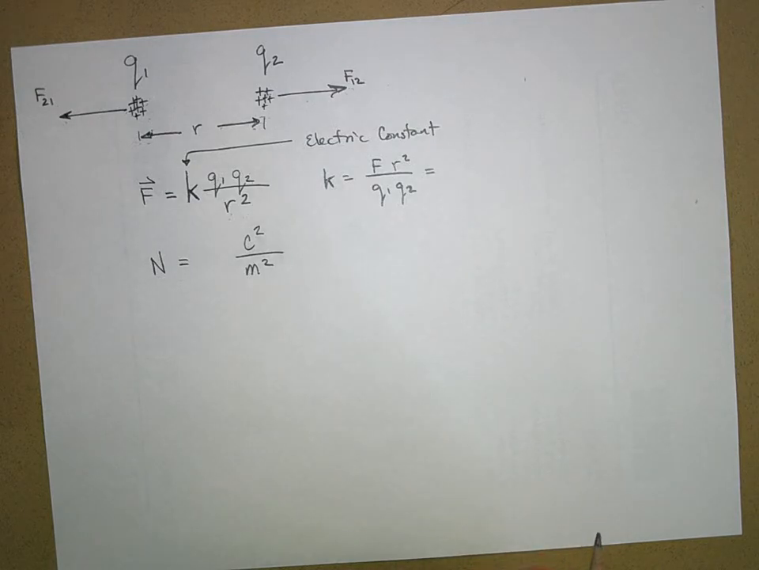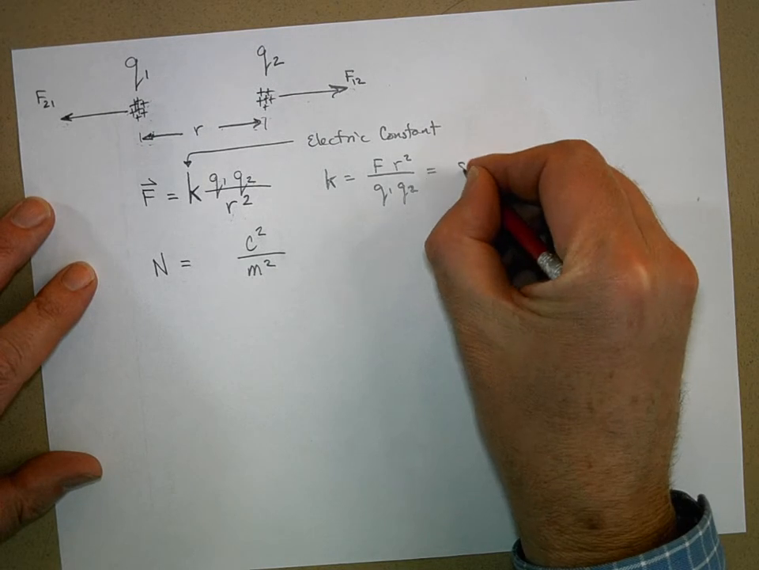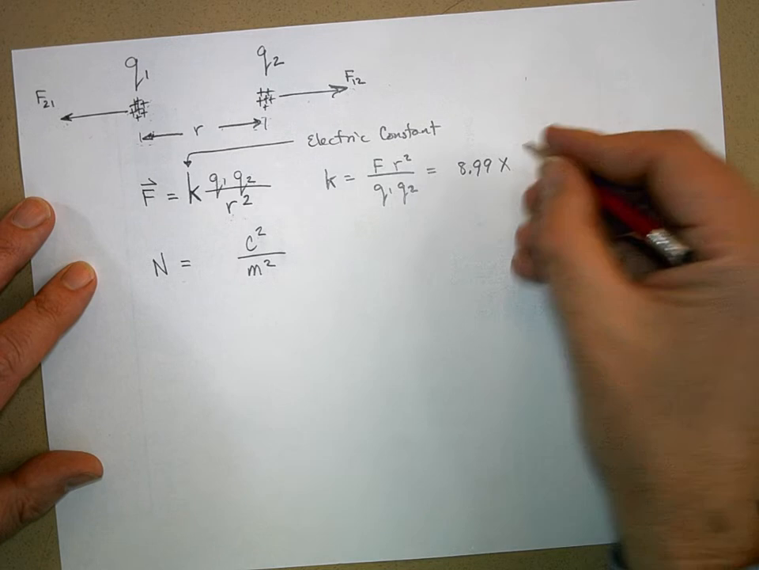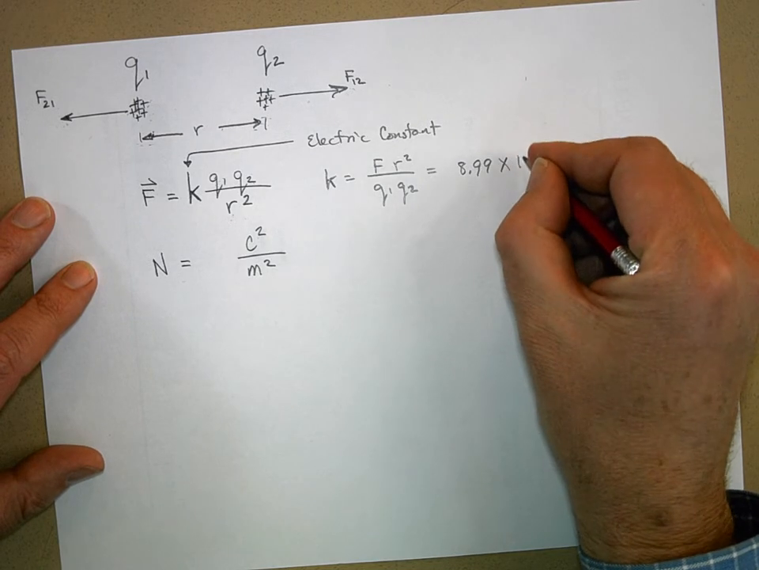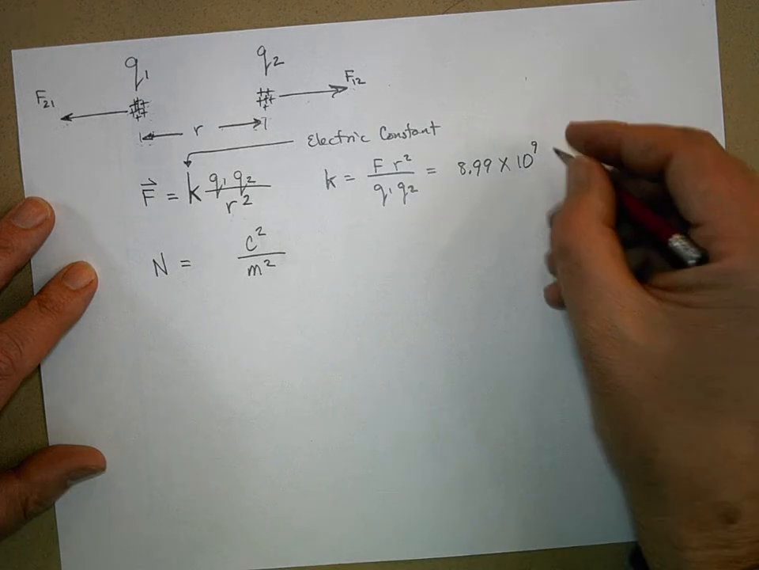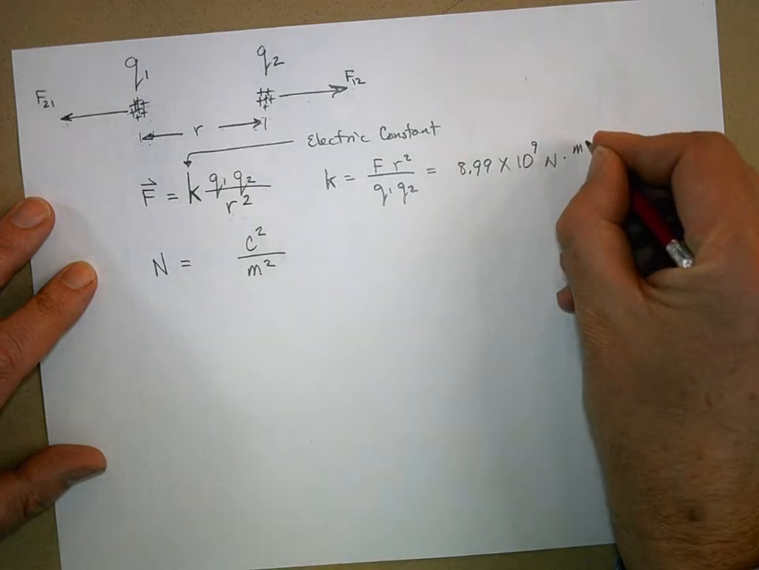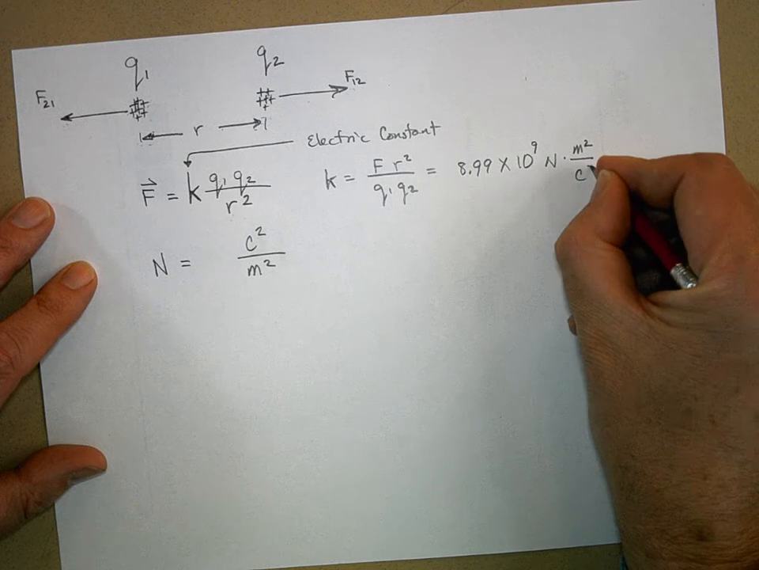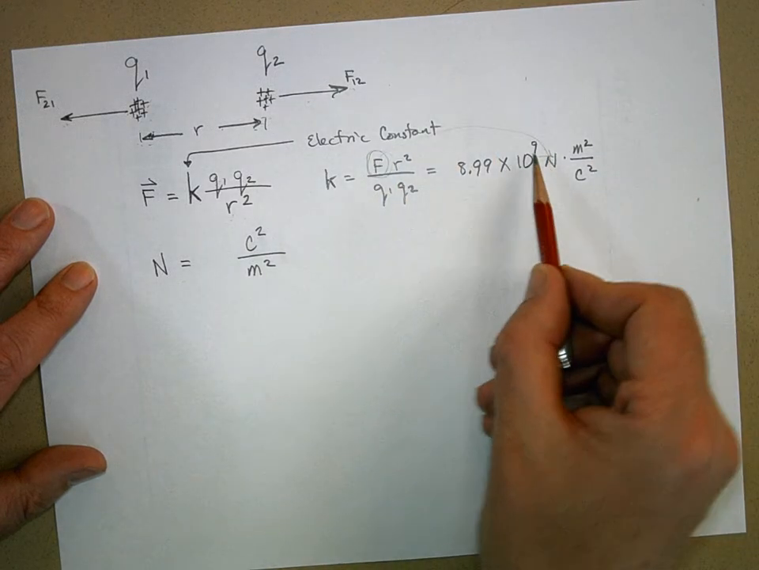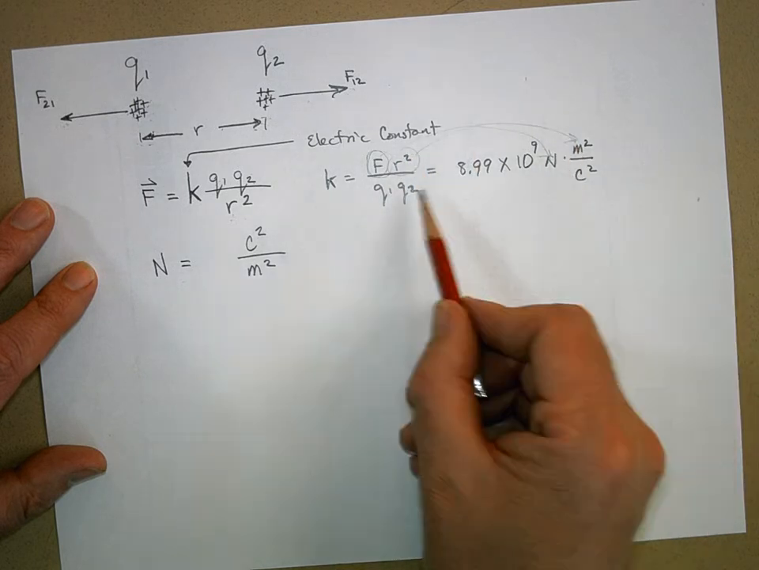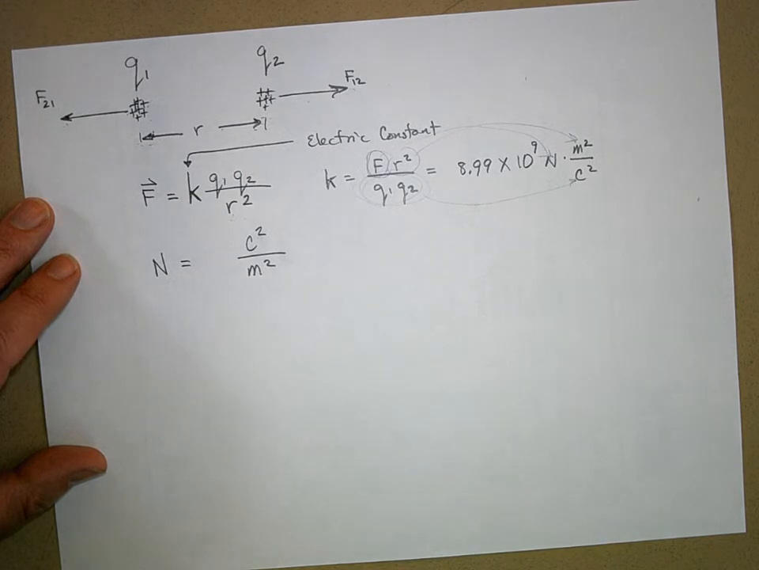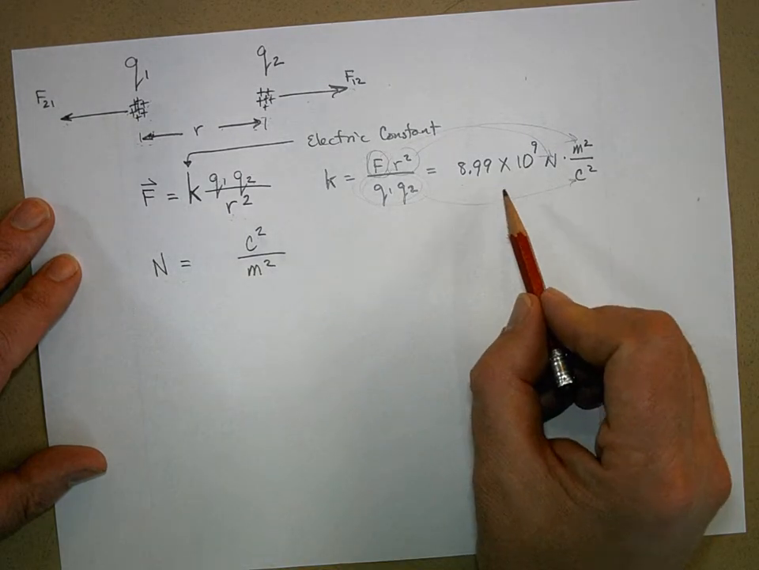And that value turns out to be 8.99. Or you can just use 9 if you want. Round it off to 9. 8.99 times 10 to the 9, newton meter squared per coulomb squared. Look at those units. Force is measured in newtons. R squared is meter squared. Q times Q is coulomb squared. And this is the electric constant.